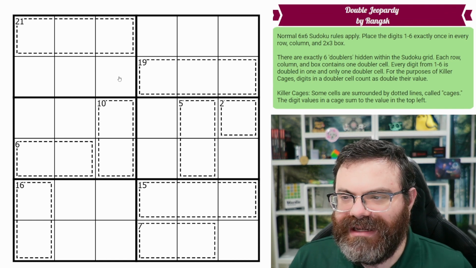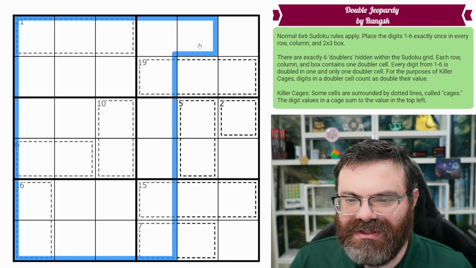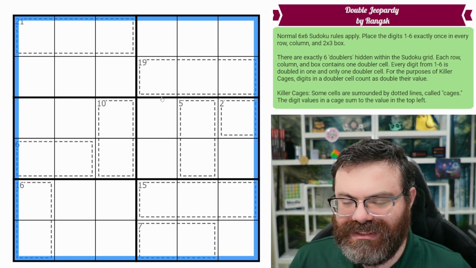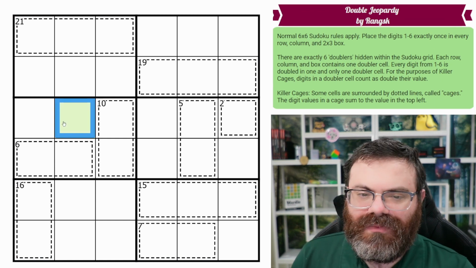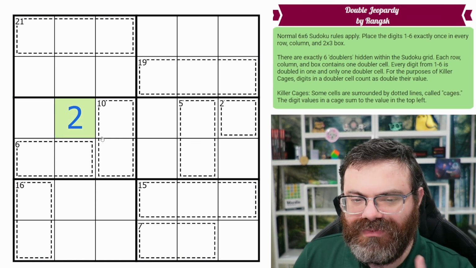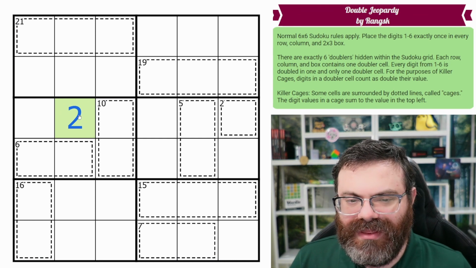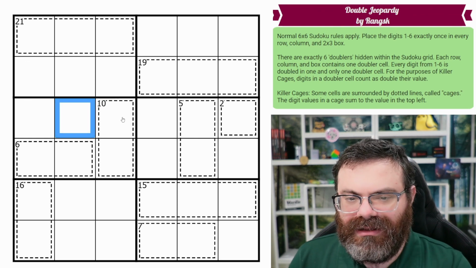So the reason for that is there are 6 doublers hidden in the Sudoku grid. So exactly 6 of these cells will be doubler cells. Let's say this ends up a doubler. What that means is that whatever digit goes in there, its value is double the digit. So the value of this cell would be 4 instead of 2, as it would be normally.